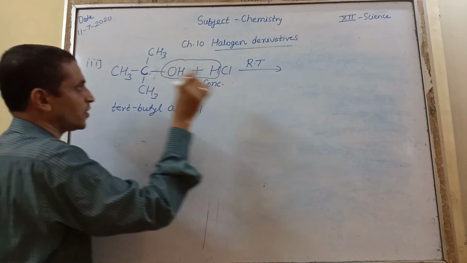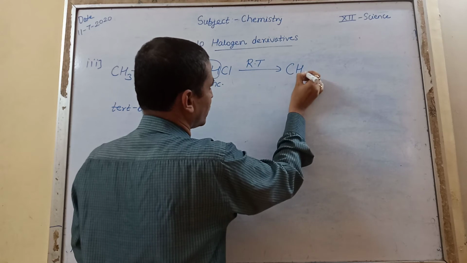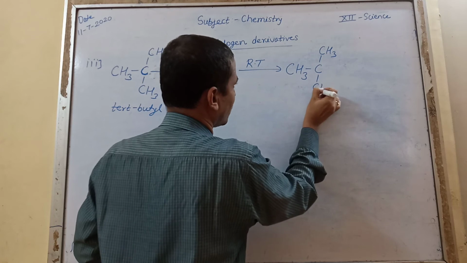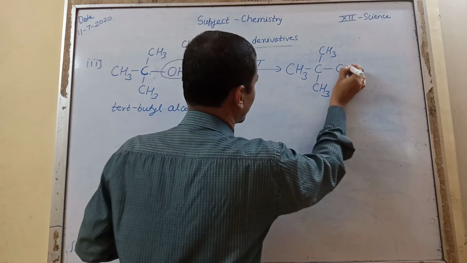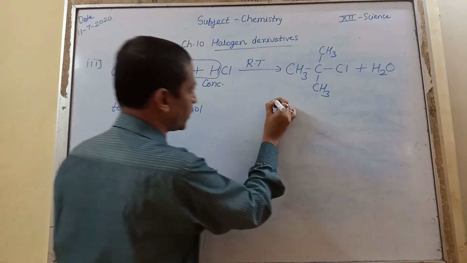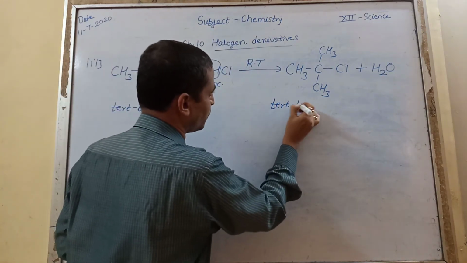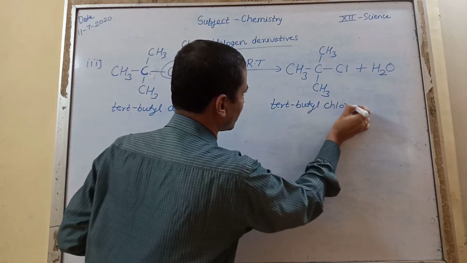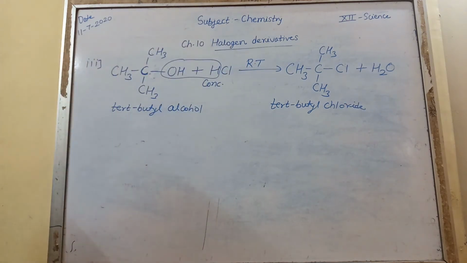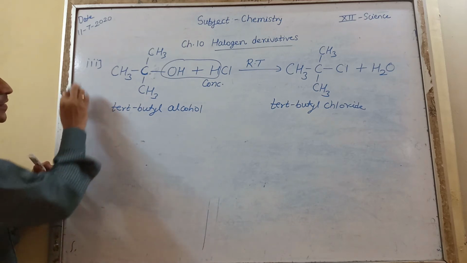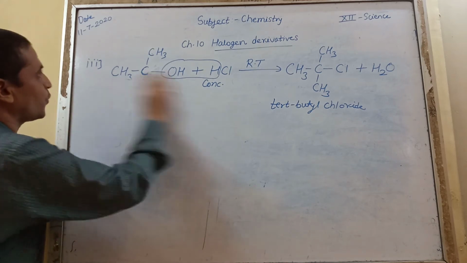Same thing, OH and H combine to form water, and you get (CH3)3C, and here you get Cl plus H2O. Its name is tertiary butyl chloride. Now this was about the preparation of alkyl halide from alcohol using HCl. Now we'll proceed to the next.